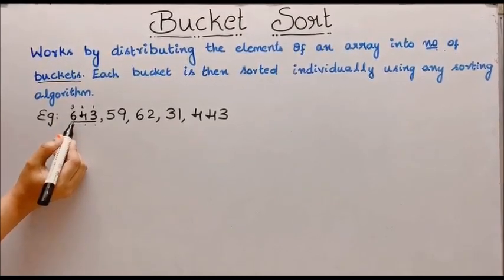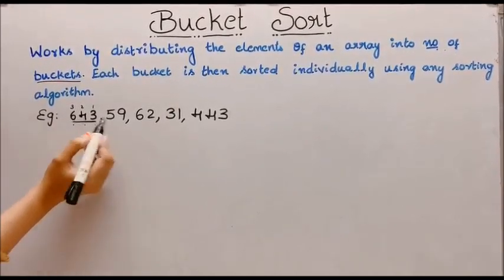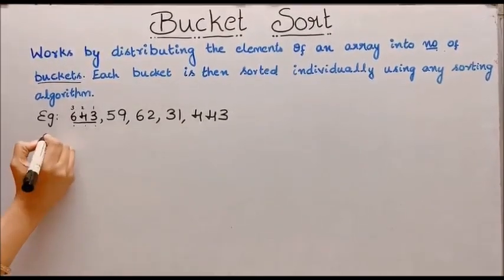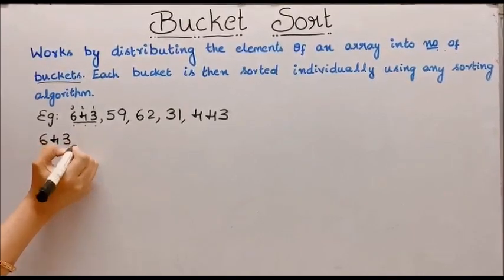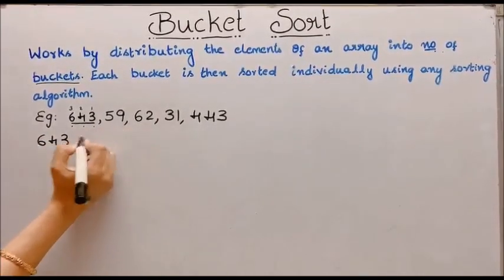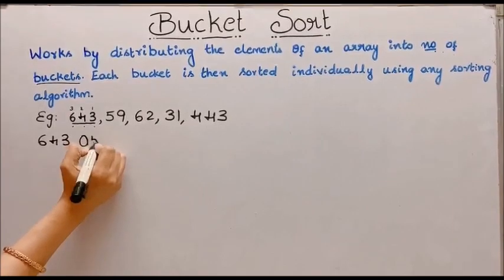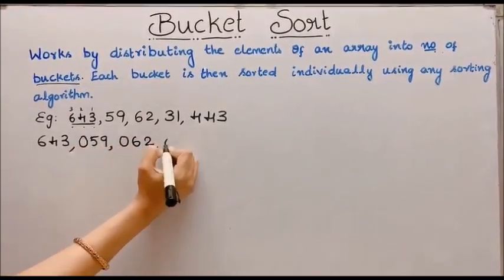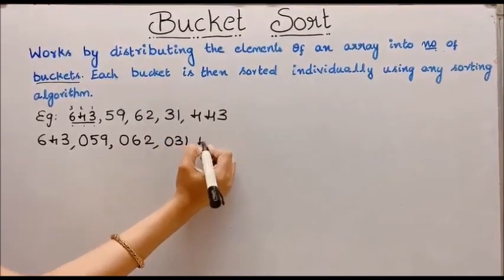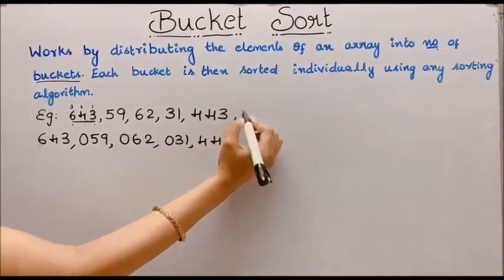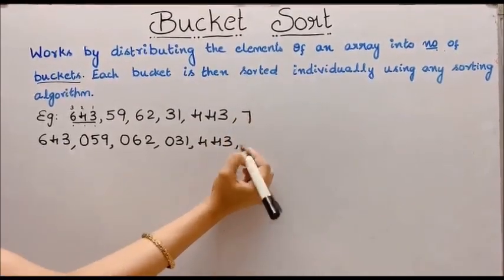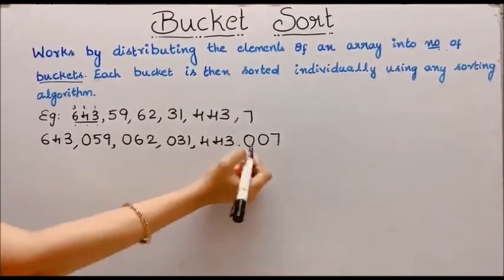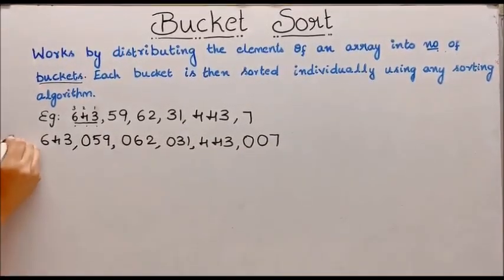So initially we have to prefix 0s to all the numbers in the array. 643 itself is a 3-digit number. 59 is a 2-digit number, so we will prefix 0 for 59, and for 62, 31 and 44. For example, if we take 7 here, we append 2 zeros for this value 7 in order to get a 3-digit number. This is the first step.